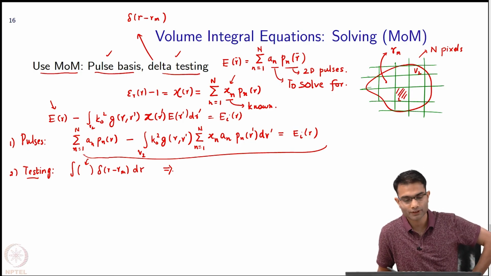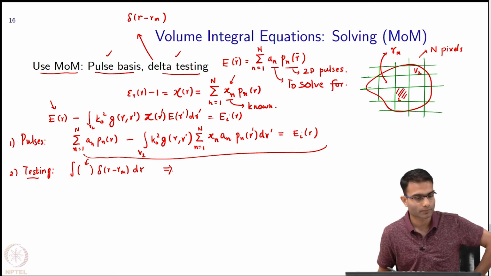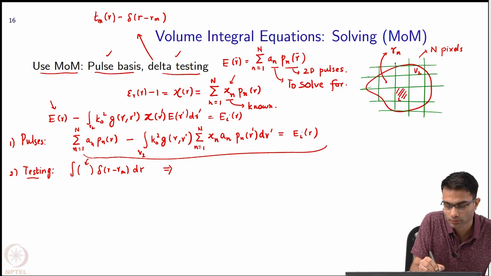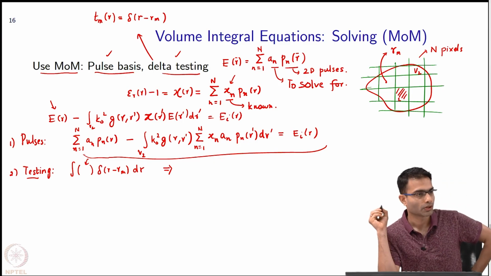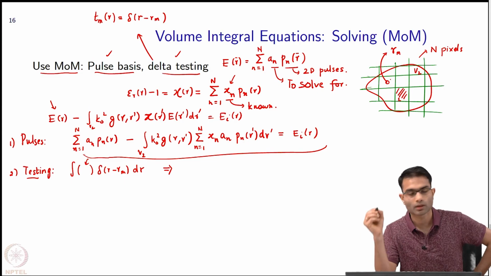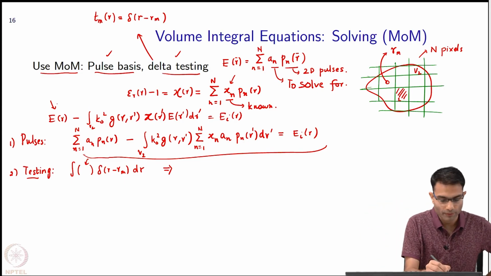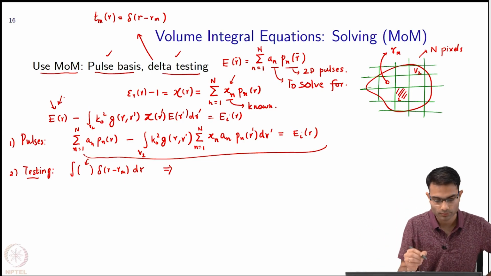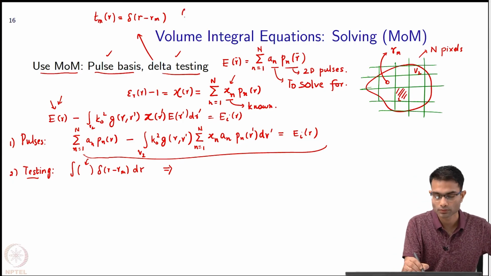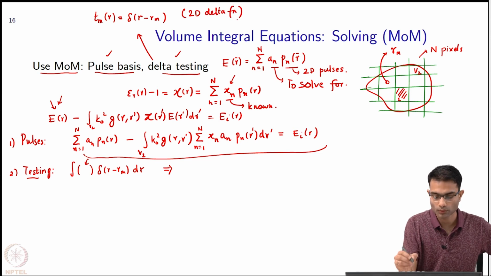So, take the delta function, delta of r minus r m. This is my testing function, the mth testing function. Okay. So, I am taking one testing function which is an impulse located at r m. First term over here, what happens to the first term? This delta function is also 2D. It is a 2D delta function. What happens to the first term?